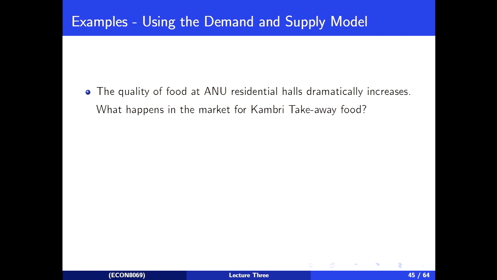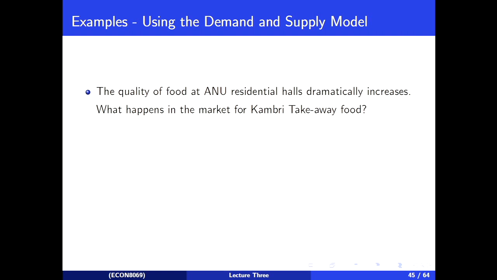I want to argue it's definitely demand. It's definitely a demand side issue because supply is a cost question, and the fact that food somewhere else has gotten better doesn't affect my costs. If I'm a Cambry food producer, the fact that food elsewhere is now better quality has essentially no effect on my cost of production. It only affects demand.